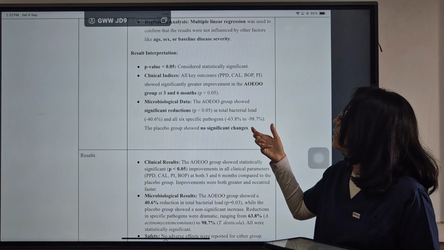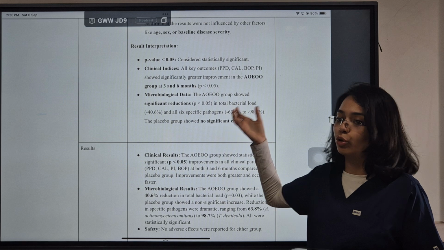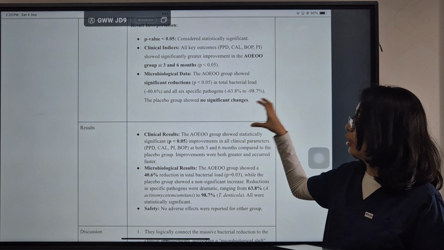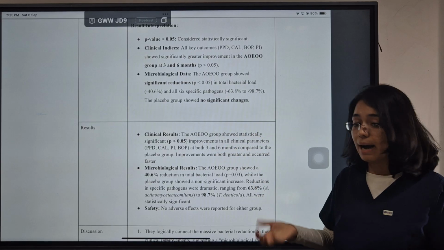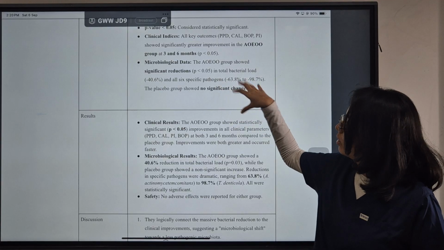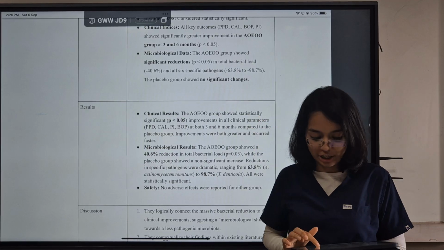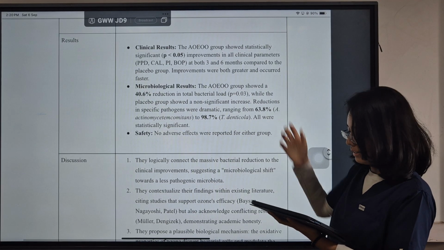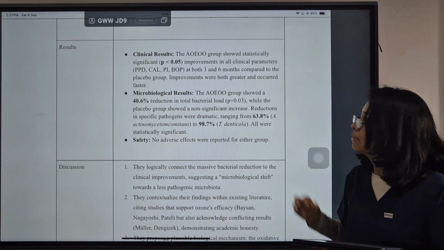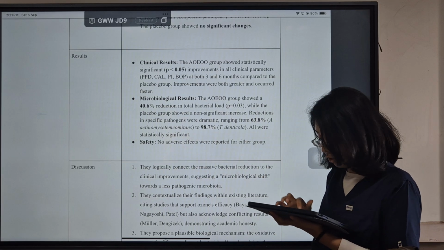The clinical indices showed significantly greater improvement in the ozonated group at 3 months and 6 months respectively. The microbial data showed significant reductions in the total bacterial growth, and the load of all 6 pathogens was also noted, but the placebo group showed no significant changes. So these were the results again. The 3rd month and the 6th month showed better changes in the ozonated group.